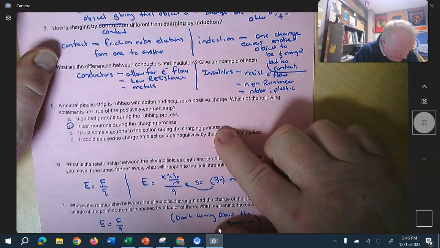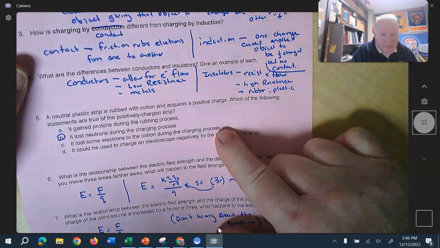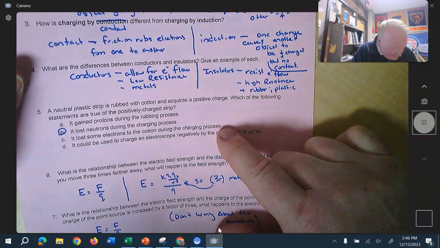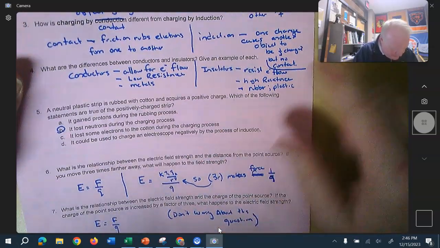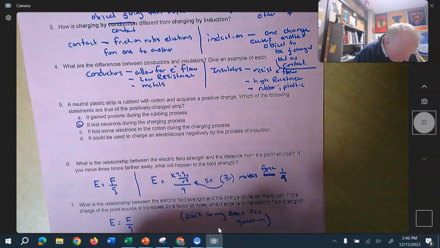All right. A neutral plastic strip is rubbed with cotton and acquires a positive charge. Which of the following statements? So we have to look for the ones where I think I've got the wrong answer here. It does not lose neutrons.